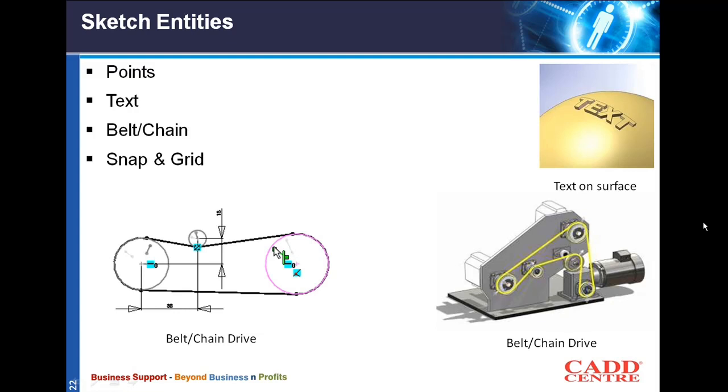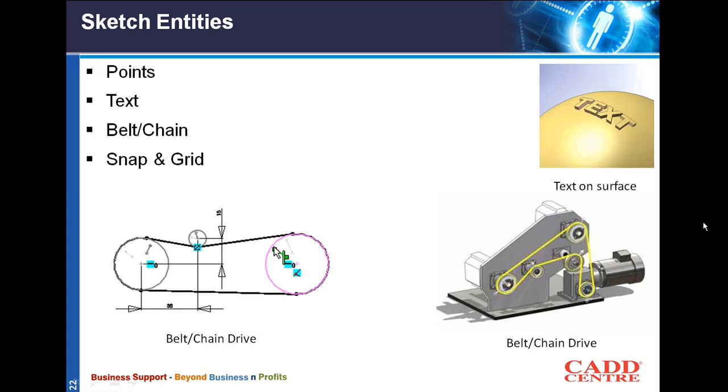Points, as you know, are used as a reference for geometric creation. Text is used to write the company message, company logos, or component number on the product. Belt chain is used to give the relation between two sketches, and snap and grid are once again the drafting assistants for the sketch creation.